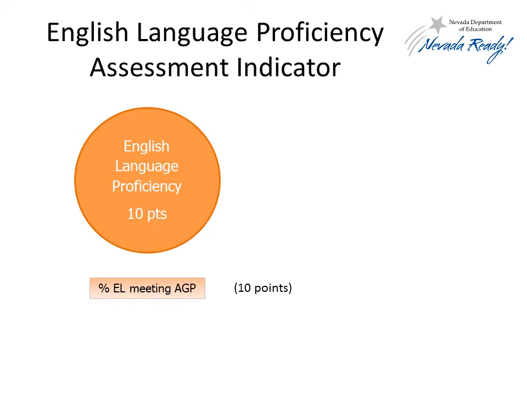The performance of English language learners on the WIDA Access Assessment contributes to the school's overall English language proficiency rating. The percentage of students meeting their adequate growth percentile on the Access Assessment will be the measure used for this indicator.